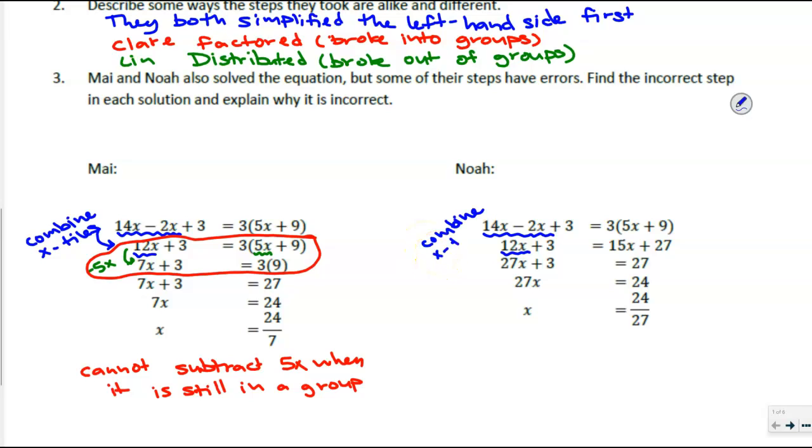But it looks like Noah also made a change on the right-hand side. Let's take a look at his change. He did 3 groups of 5x, which is 15x, and he did 3 groups of 9, which is 27. So it looks like on the left-hand side he combined his x tiles, on the right-hand side he distributed. In short, he just simplified each side in the same step.